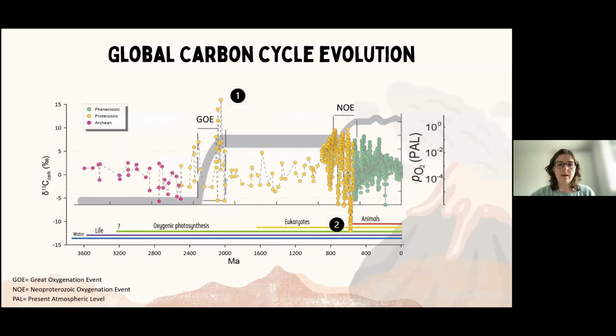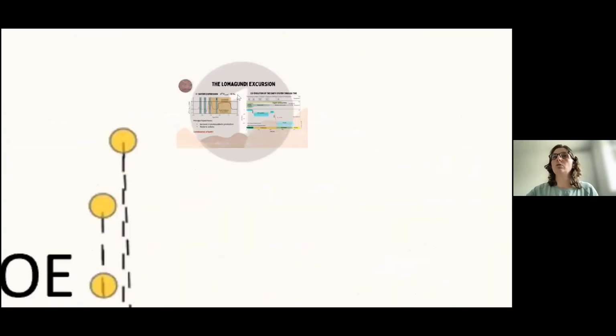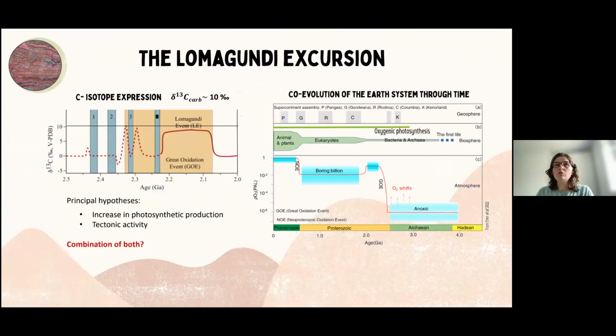So let's see a little bit more about these two big perturbations, these two excursions, because I think it's worth it to show you what I'm talking about. So the most positive one, with values that reached up to 10 per mil, is known as the Lomagundi excursion. And it occurred around 2.2 billion years ago. And as we saw in the previous slides, positive values are related to an increase in organic carbon burial. So actually, this excursion is thought to be driven by an increase in organic carbon burial.